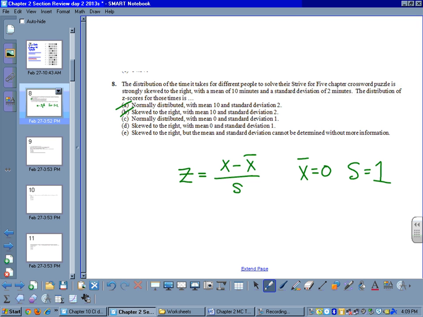Okay, so now we have the strongly right skewed to deal with. If something is strongly right skewed, then you are going to get a sample by taking different people one at a time. You will also get a strong right skew with the z-scores. So the correct answer is D.